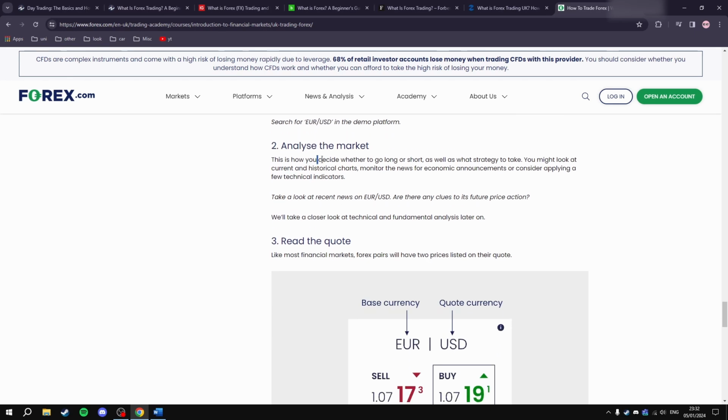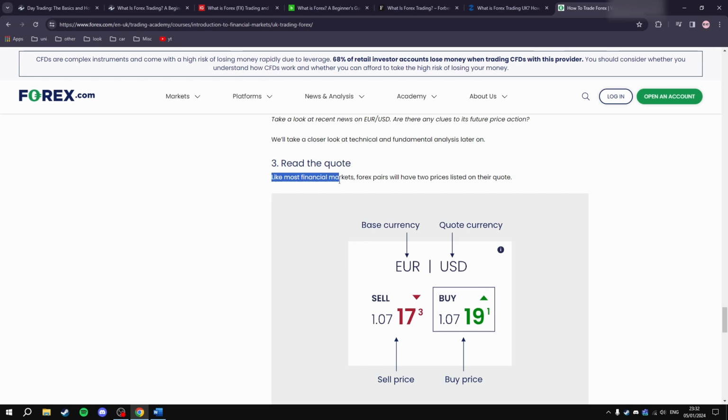Analyze the market to decide whether to go long or short, as well as what strategy to take. You might look at current and historical charts, monitor news for economic announcements, or consider applying a few technical indicators. Take a look at recent news on the EUR/USD. Are there any clues to its future price action? We'll take a closer look at the technical and fundamental analysis later on.